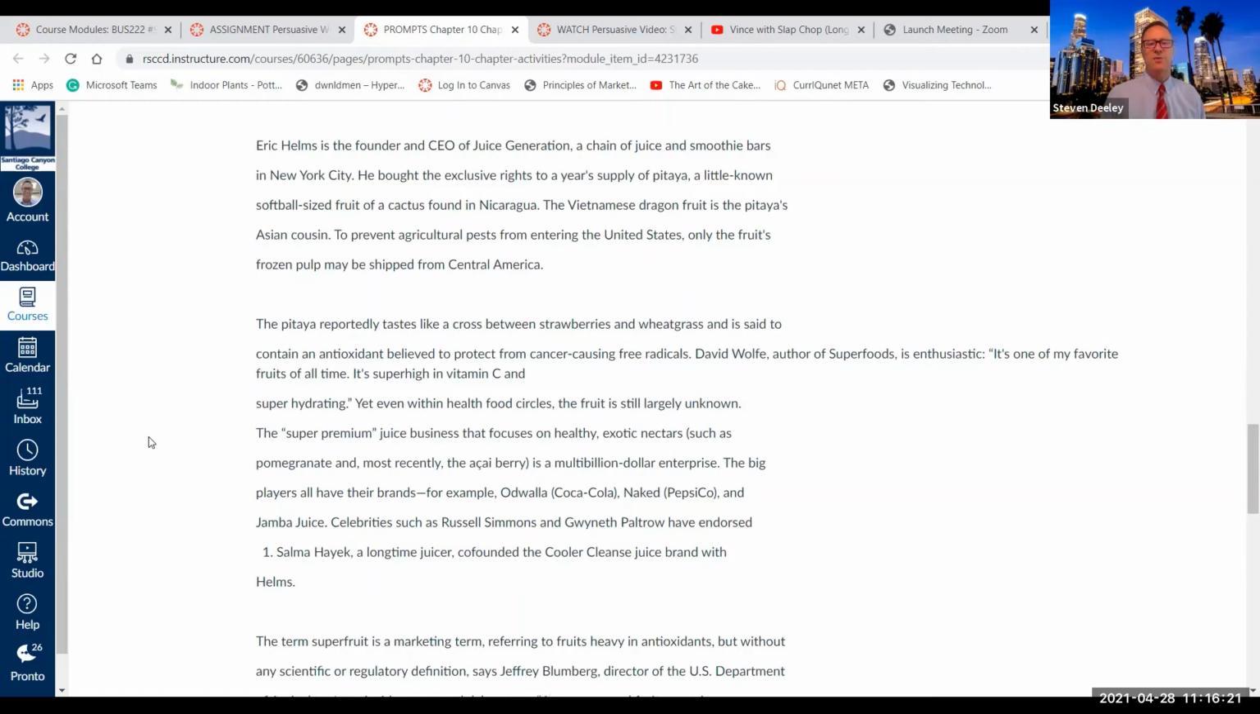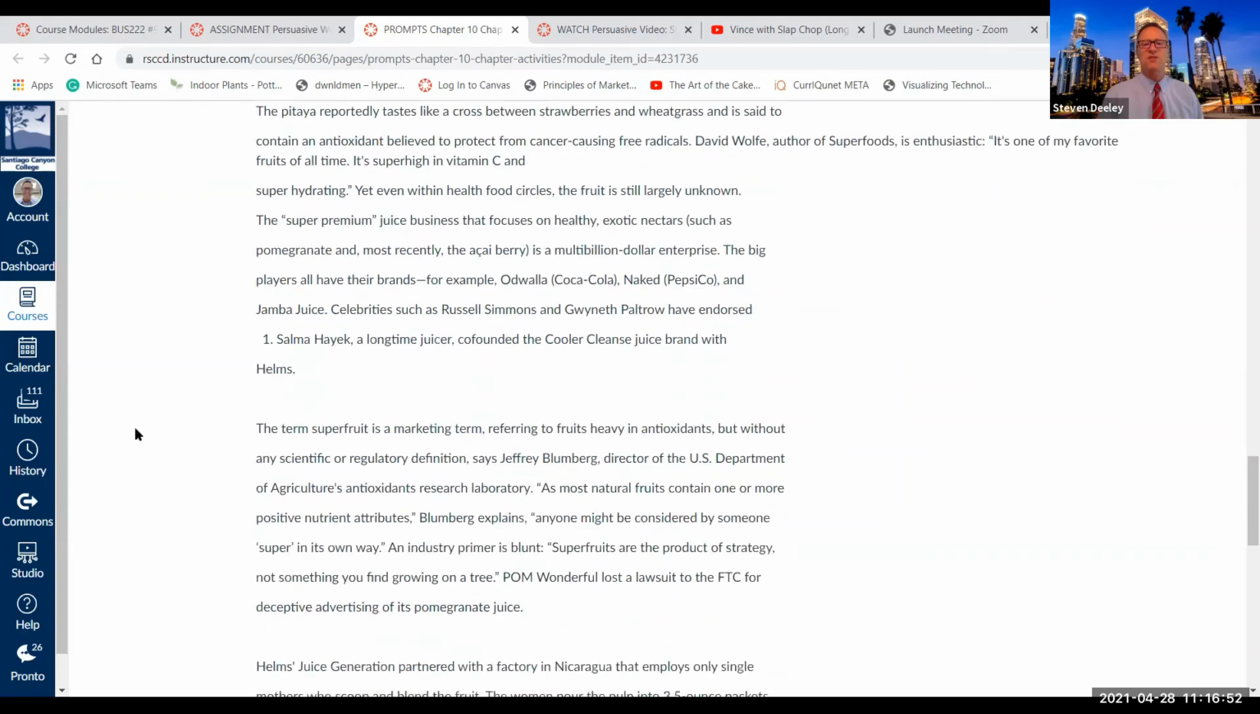All right. The super premium juice business that focuses on healthy exotic nectars, such as pomegranate, and most recently, I can never say this, is it acai? I don't even know. Berry is a multi-billion-dollar enterprise. The big players all have their brand. For example, Odwalla, Naked, and Jamba Juice. Celebrities, right, are endorsing these products. So those are all kind of ways to help reduce people's resistance.